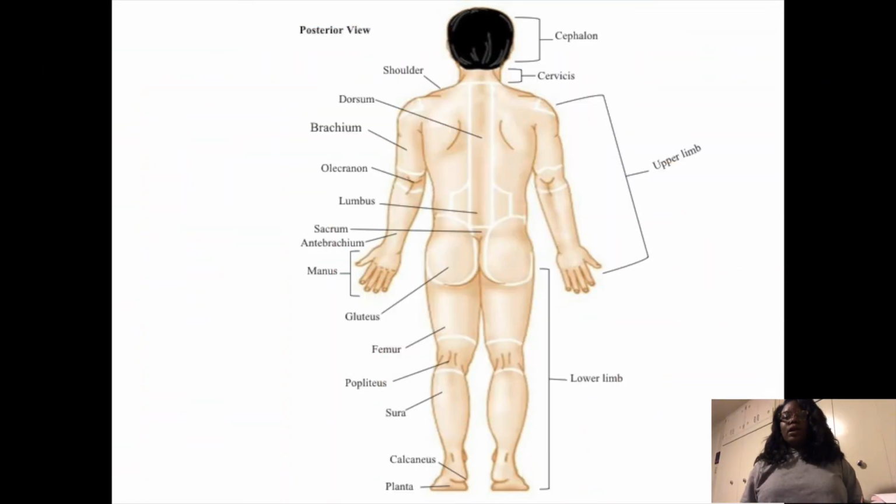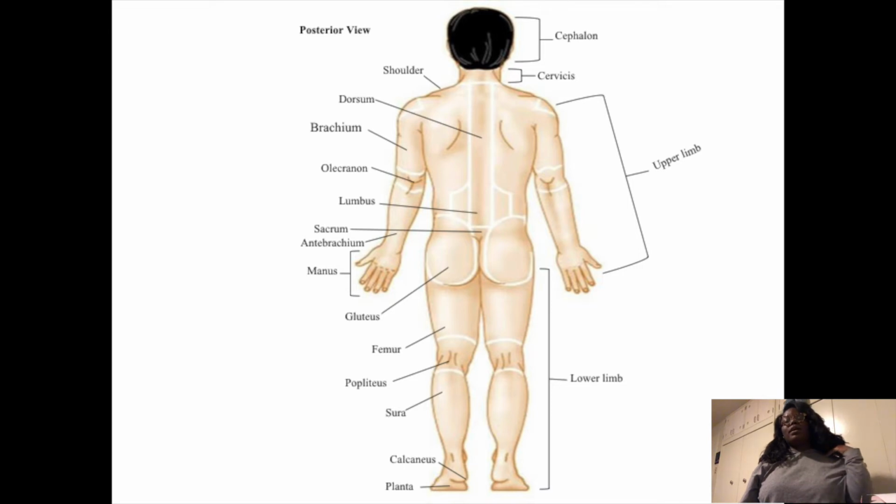Hello everyone. Now that we're back, we're going to be talking about the posterior view, and we're going to work our way all the way from up to down. Same as we did previously with the anterior view. Your head is called your cephalon, and that is the back of your head. Your cervix is still your neck.